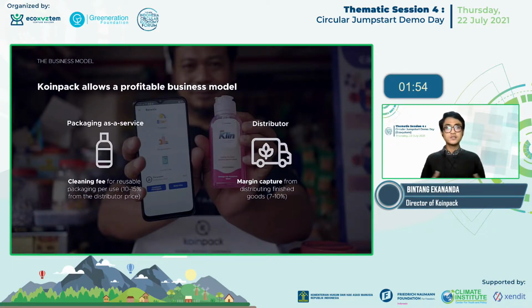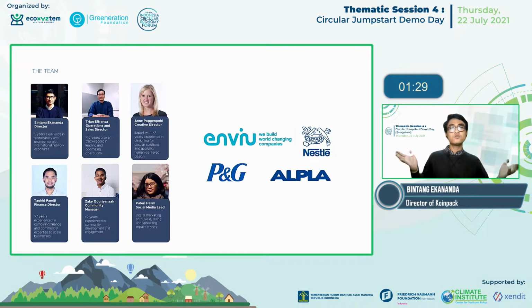So how do we make money? Our first model is packaging as a service. We charge FMCG at 15% of the distributor price for using our reusable packaging. And then we capture margin 7 to 10% from distributing the products to our POS networks and also selling them directly to our consumers. This way, we make sure that we create profitable and sustainable business model.